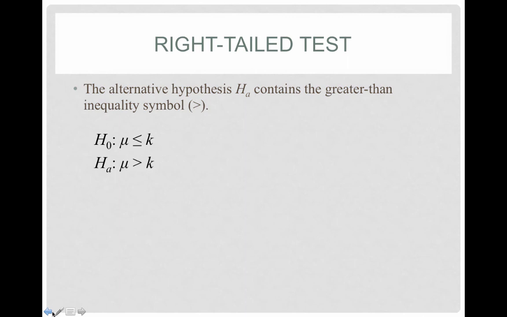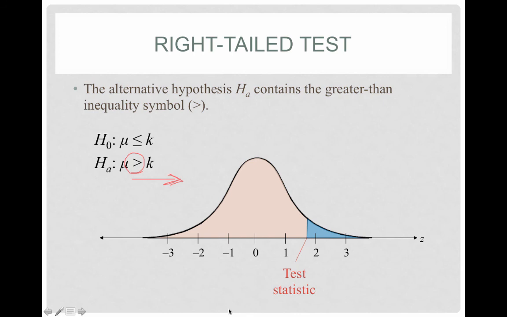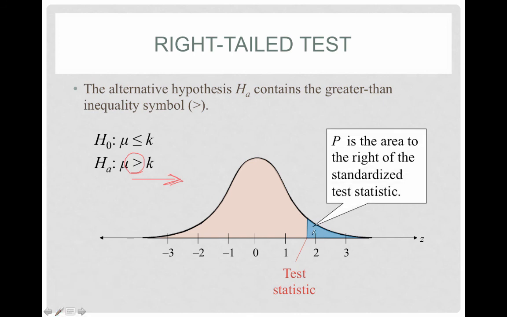All right, what about greater than? Well, greater than points to the right, hence we're going to have a right-tailed test. And as you can see, for a right-tailed test, our test statistic denotes the area where we're starting to hit the area where we're going to reject. Okay, so the area here shaded in blue is to the right of the test statistic, and so this is obviously going to be a right-tailed test.